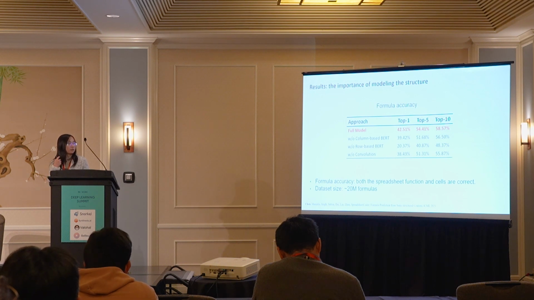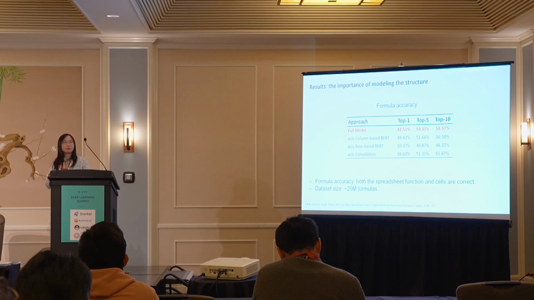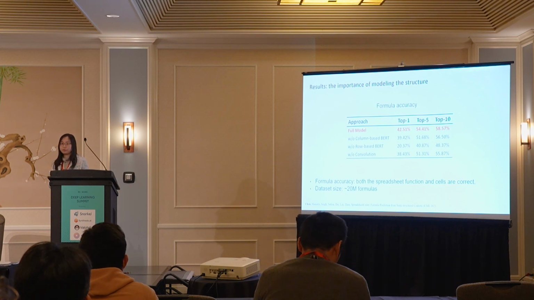So this top one accuracy of around 42% is pretty good in the sense that here the formula prediction doesn't really utilize any explicit signals from the users. And we believe that if we add some more interfaces, allowing the model to communicate with users in some natural language forms, then this performance can be further improved for generating those more complicated formulas.